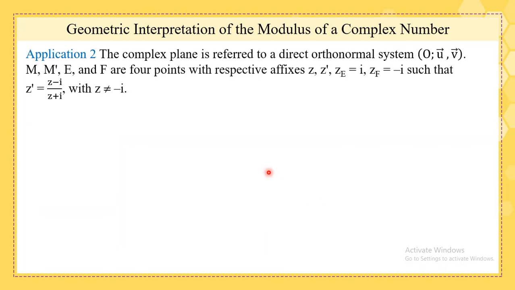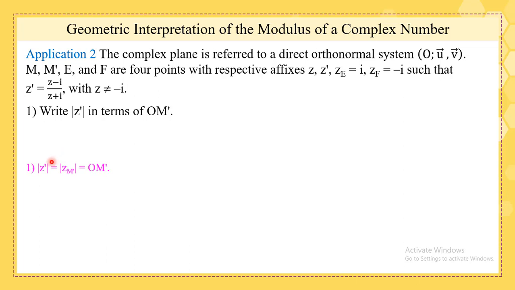Well, let's see this application. We have M, M prime, E, and F as 4 points. M and M prime are 2 variable points, whereas E and F are 2 fixed points, and we have this relation between Z and Z prime. The first part asks to write the modulus of Z prime in terms of OM prime. Try to do it alone. This is very easy.